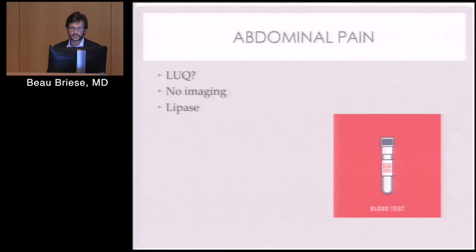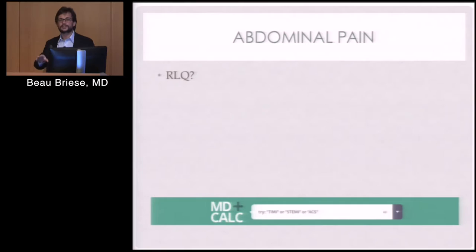What about the right lower quadrant? This is where it gets complicated, okay? This is complicated. Could be appendicitis. What else could it be? Obstruction, perforation, a whole bunch of things. Abscess, diverticulitis, iliac, so many things.